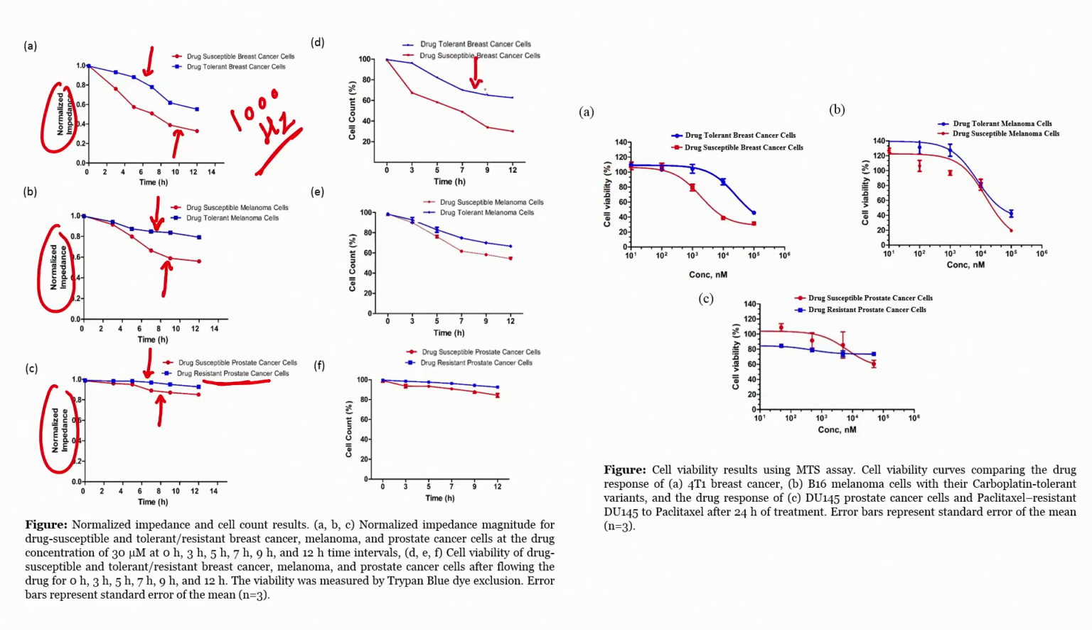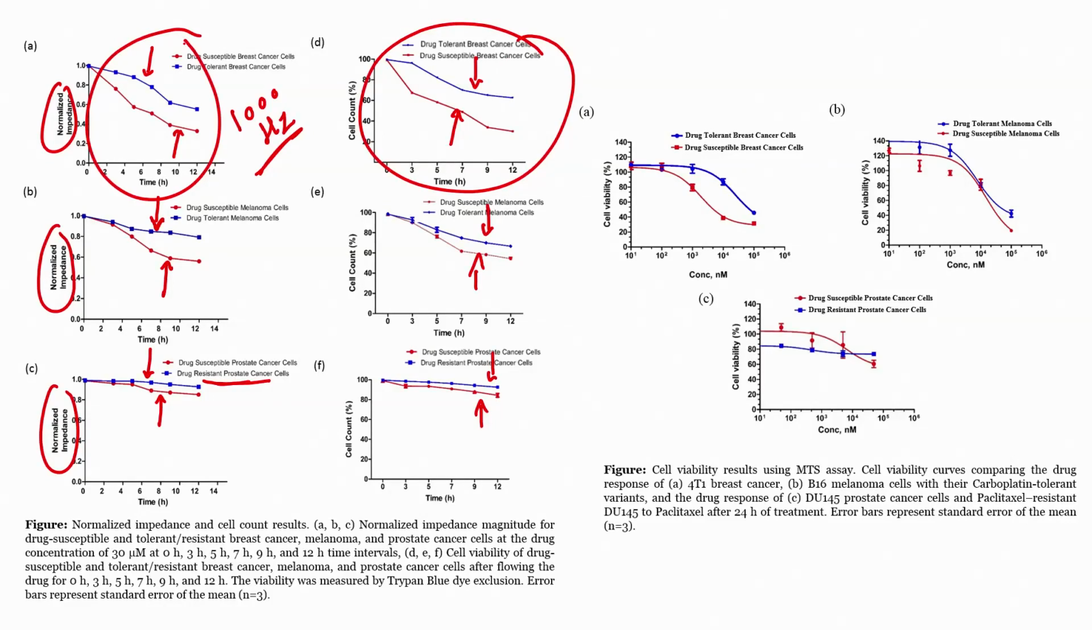you see here clearly, this is drug tolerant and this is drug susceptible. Drug tolerant and drug susceptible cells reduce as time increases when the drug is flown in the channel. Same thing goes for melanoma and prostate cancer. And we can see that this signature, the number of cells dying, corresponds to the impedance. That means whatever impedance we are measuring has a correlation with the number of cells dying, because when a cell dies the conductivity would increase.